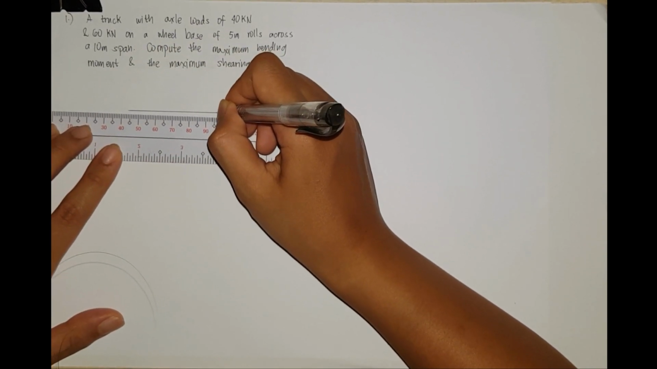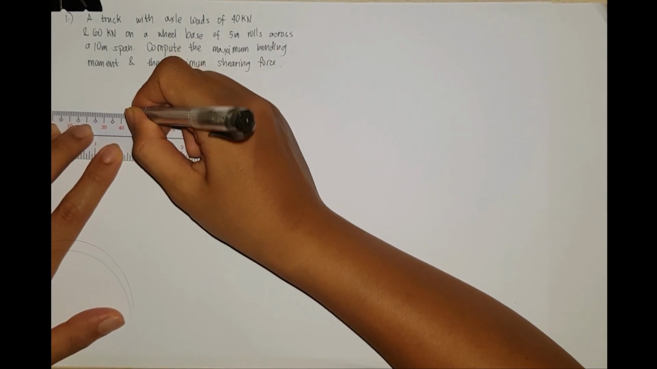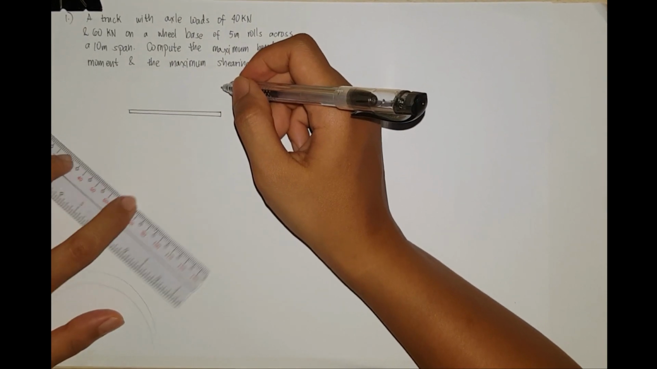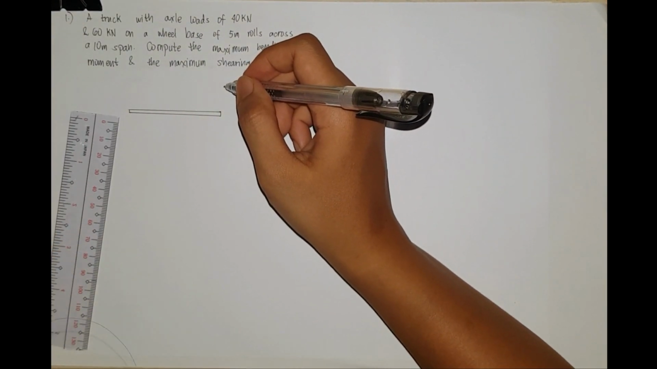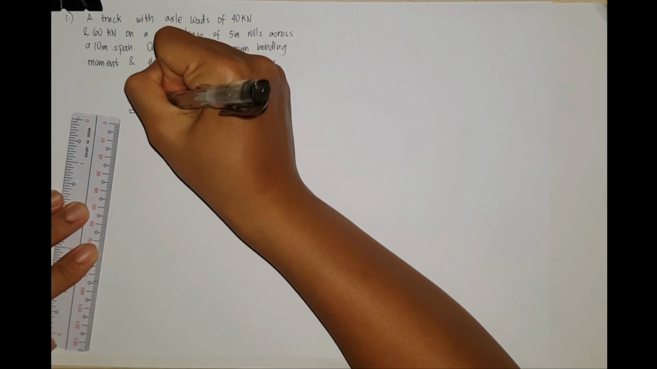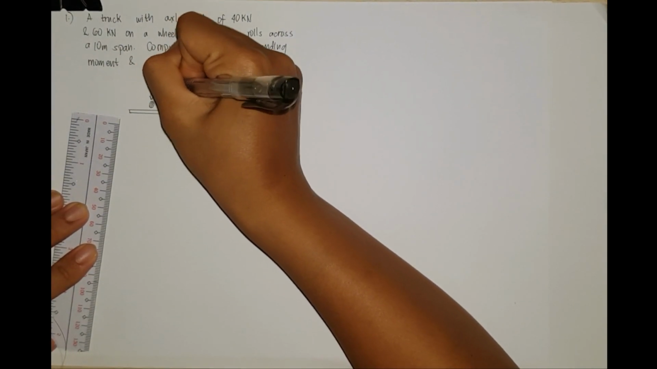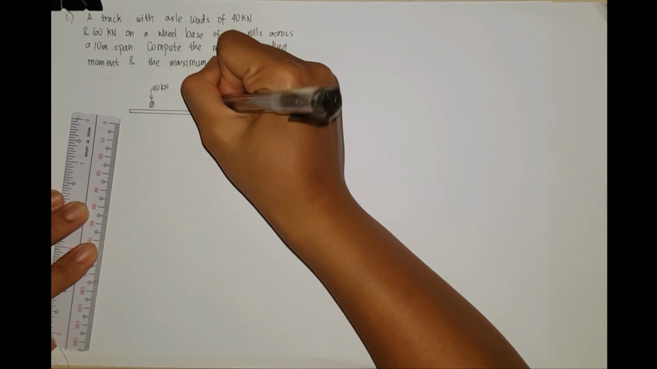so this is the first way on how we solve for the maximum shear and the maximum moment by using the shear and moment diagram. So we have a 40 kN load and a 60 kN load.